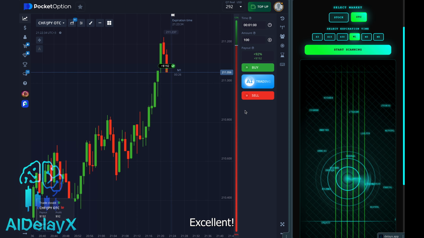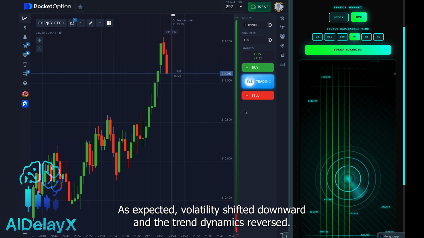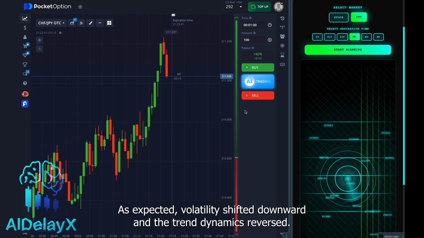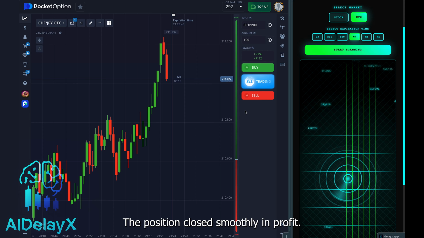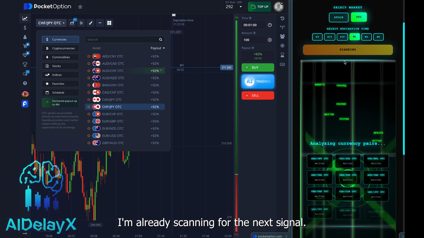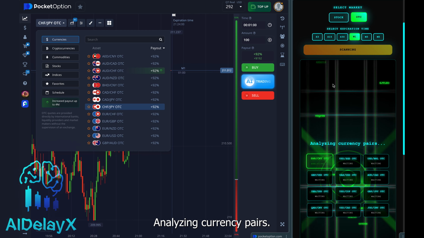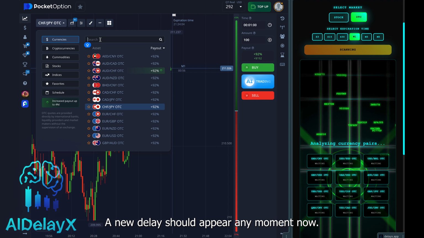Excellent! The first entry worked perfectly. As expected, volatility shifted downward and the trend dynamics reversed. The position closed smoothly in profit. Let's continue trading based on delays. I'm already scanning for the next signal. Analyzing currency pairs, a new delay should appear any moment now.